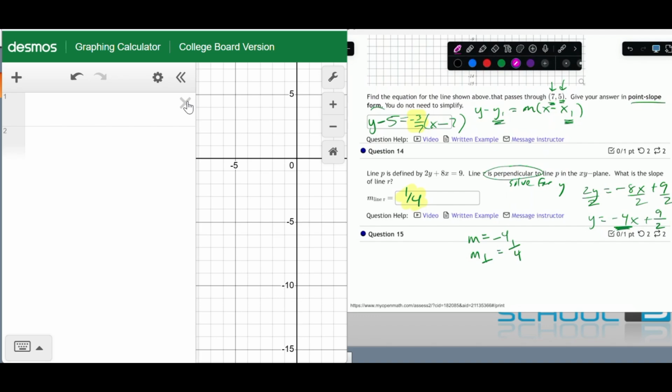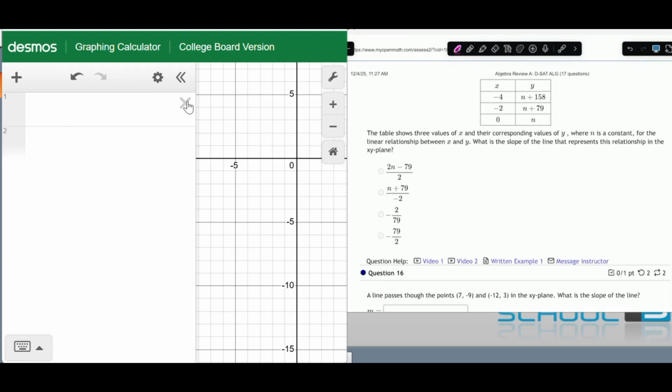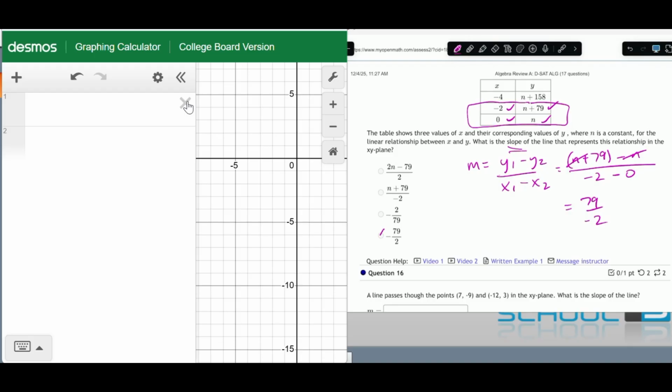Okay, the next question again is one that you should probably do by hand. We're calculating slope. So we've already seen this. This is just the difference of y's over the difference of x's. So if we choose any two of these points, and it can be any two, okay, and we take the first y, n plus 79, minus the second y, n, and divide by the corresponding x's, -2 minus 0. If we just plug those right into the calculation, n minus n, that cancels, leaving 79, -2 minus 0, -2, and we get our solution, the drop down, or from the answer choices.